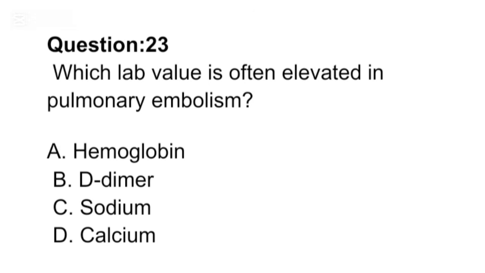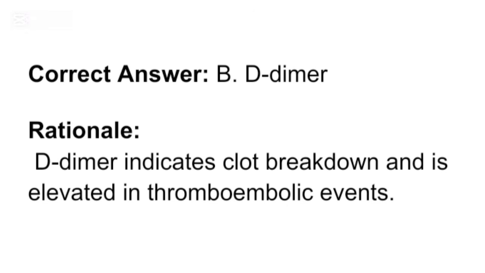Question 23. Which lab value is often elevated in pulmonary embolism? A. Hemoglobin. B. D-dimer. C. Sodium. D. Calcium. Correct answer, B. D-dimer. Rationale. D-dimer indicates clot breakdown and is elevated in thromboembolic events.